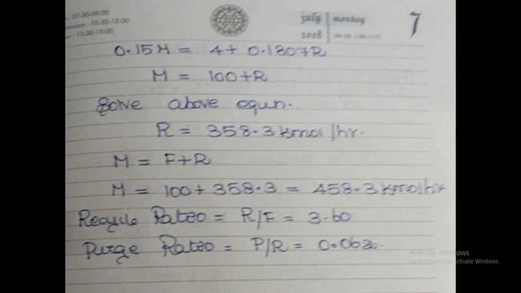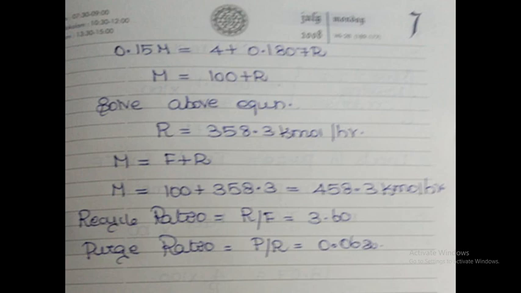So here we have the overall material balance. Capital M is equal to F plus R. Substitute the capital F value and R value. Capital F is already known, the feed value 100. Capital R is the calculated value from the above expression. Finally we get capital M is equal to 458.3 kilomole per hour. Our question is the recycle ratio and the purge ratio. Then for the combined feed ratio, you calculate capital M by F. Are you clear or not?